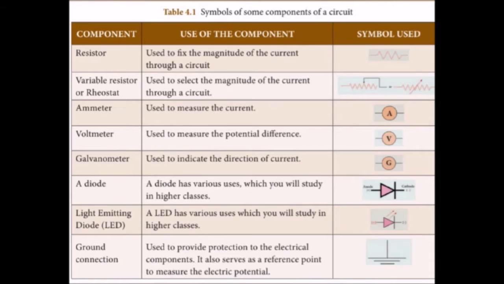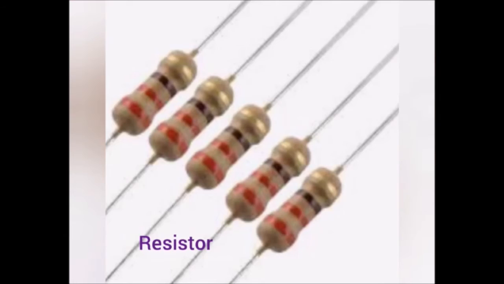Next, we are going to learn what the components used in a circuit are, what their uses are, and what symbol is used for each component. This is a resistor, used to fix the magnitude of the current. This is the symbol used for resistor. Already I said it is used to fix the magnitude of current through a circuit. Simply, a resistor can reduce current flow. A resistor can adjust signal levels. Resistors are used to divide voltages.